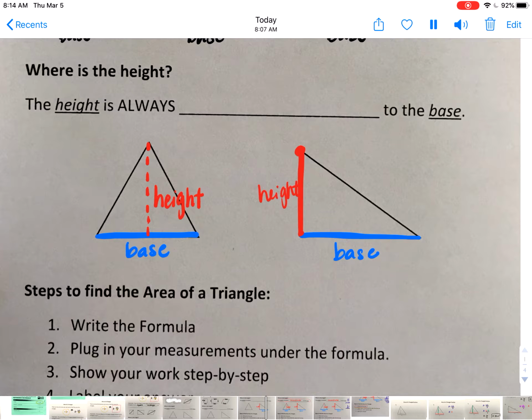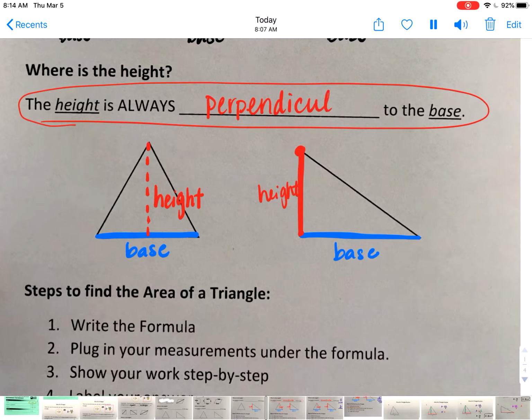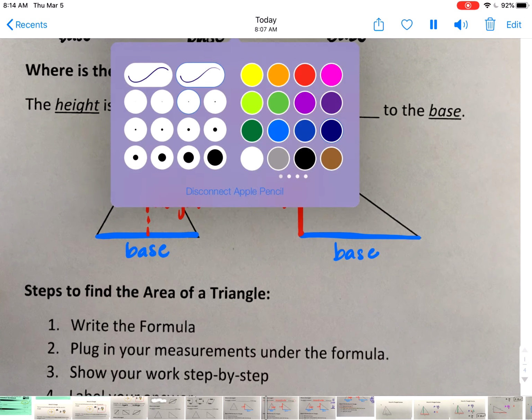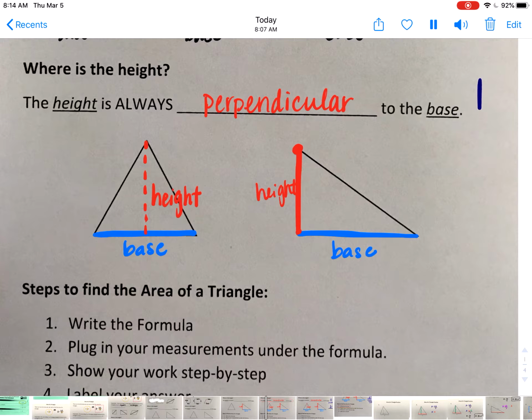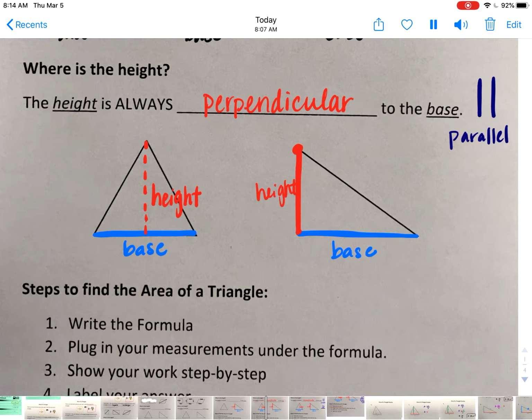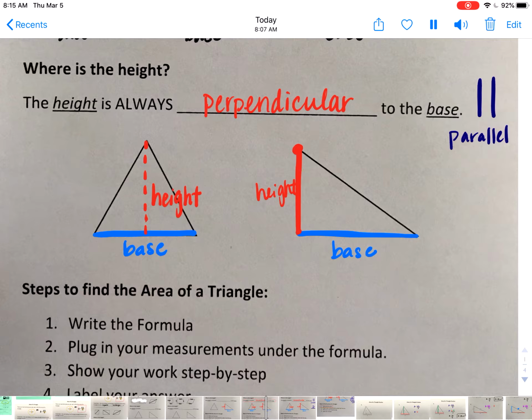So the key here is the height is always perpendicular to the base. What does perpendicular mean again? Well, there's two types of lines. There's parallel lines that look like this. These are parallel. And those mean that they never touch. So I always think of like a railroad track or something like that, where the lines just keep going and going. They don't touch. Or maybe like a ladder. The rails on a ladder are parallel.